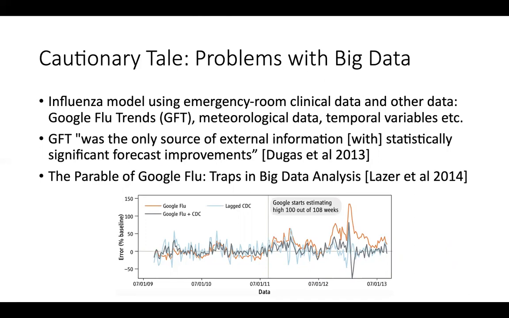However, if you look at researchers who actually used this data for flu prediction, it turns out, and here's the direct quote, that Google Flu Trends is the only source of external information with statistically significant forecast improvement. So it's not that the model does not work in its own right, but if you combine it with more traditional models, this ensemble model actually works better than a more agnostic model.